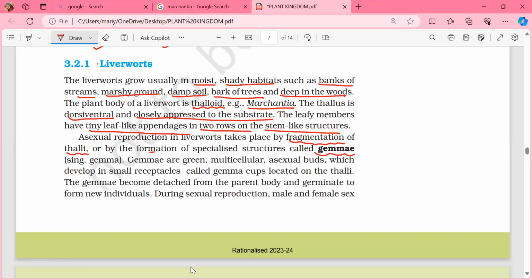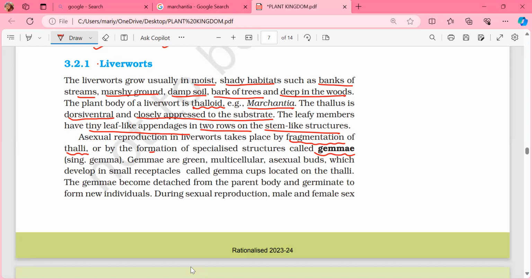What was the example? Spirogyra. If it's cut into fragments, for example three fragments, then the three fragments will grow into new bodies. Same goes for the liverworts also. So the first way by which they can reproduce asexually is fragmentation.